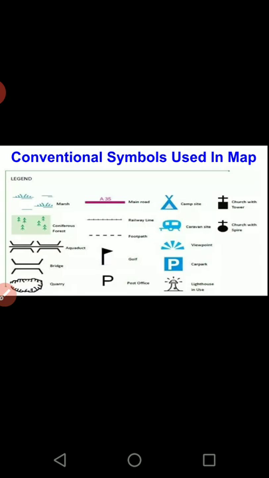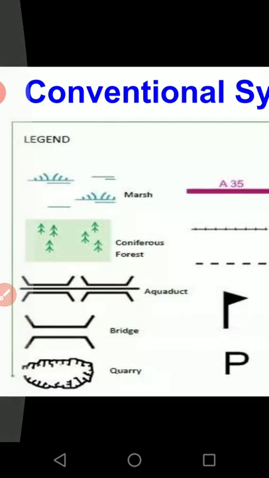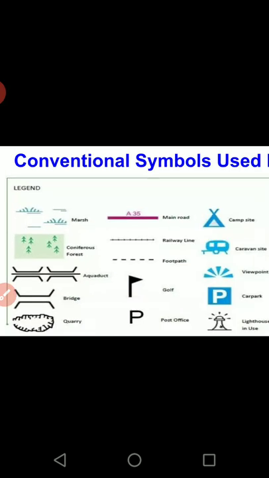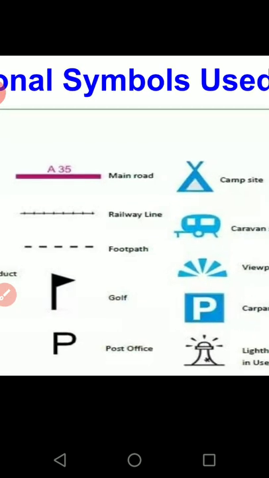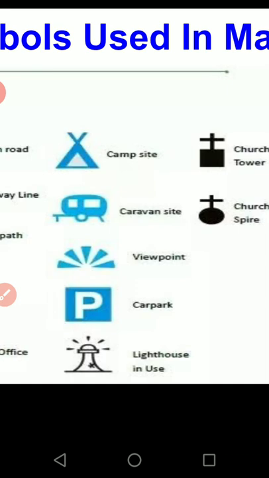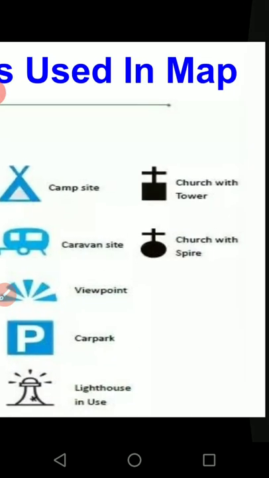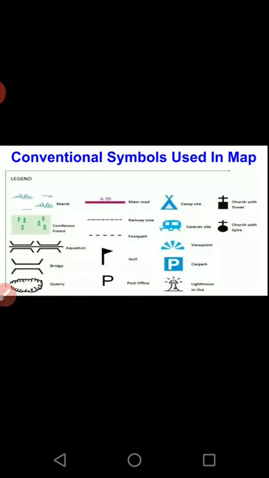Here a few images have been shown. If you have to show the forest, they may show it like this. If they want to show the aqueduct, it means the water body of course, they will show it like this. If there is a bridge, they will make the figure like this. Quarrying, it means a mining area, they may show like this. Likewise, there are various symbols like main road, railway lines, footpaths, post office. Then you will see viewpoint as you go to visit some places, lighthouses, church. Likewise, there are many symbols.